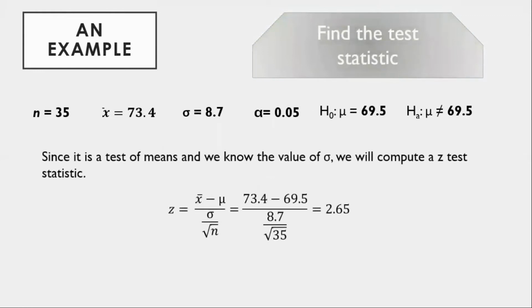We find our test statistic, that is a z-score of 2.65. Importantly here, the parts in green, right, we are assuming. How did I know what the population parameter really was? How do I know that mu really is 69.5? I'm assuming it. The whole test relies on the fact that we are assuming the null hypothesis to be true.